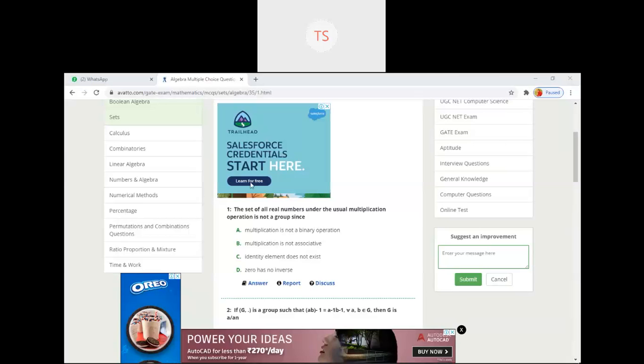So here it says that the set of all real numbers under the usual multiplication is not a group. So the real numbers under multiplication is not forming a group. But why is it not a group? See, in real numbers multiplication, first of all, you have to verify the four properties. So first one is, if you multiply two real numbers, yes, we will get a real number. So closure property is satisfied.